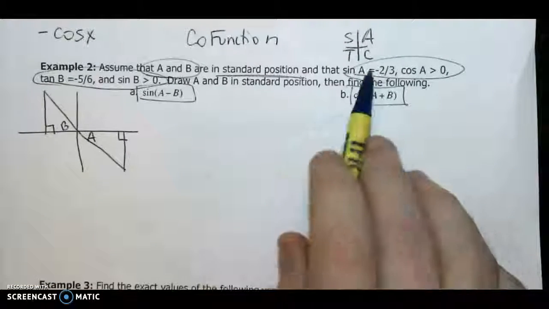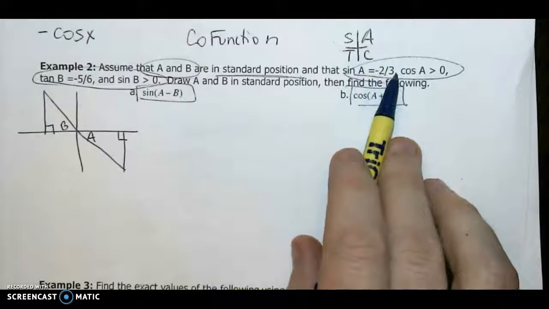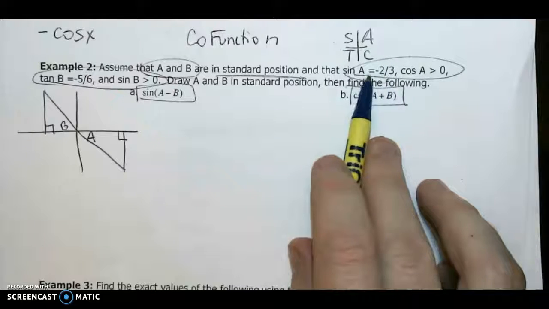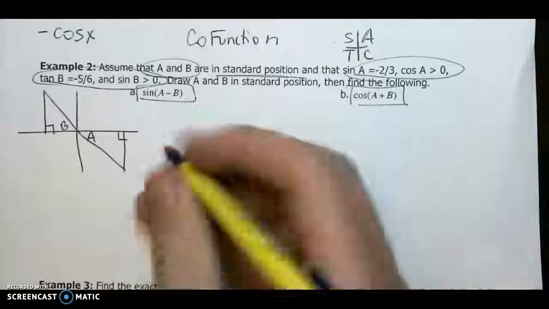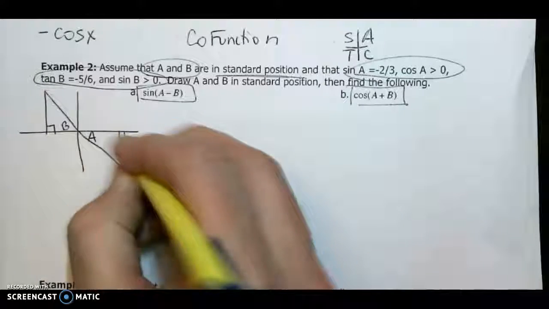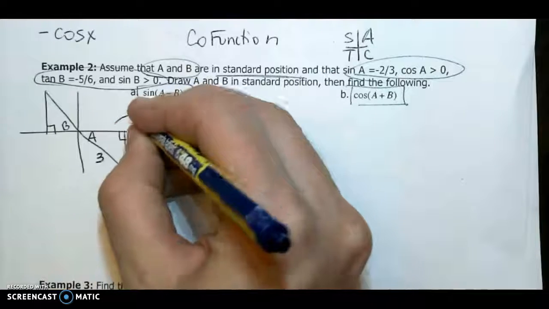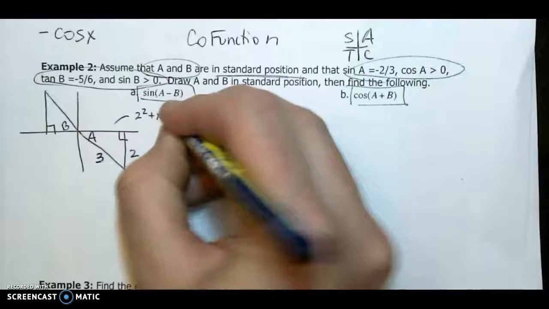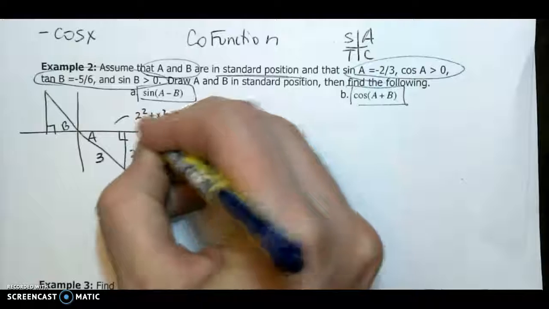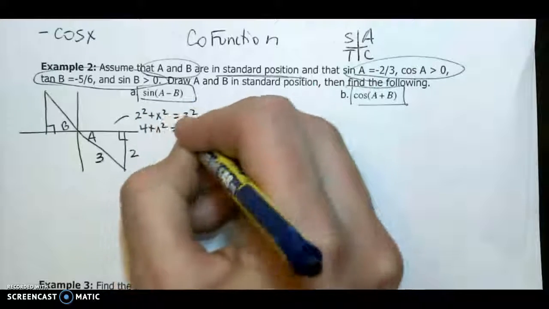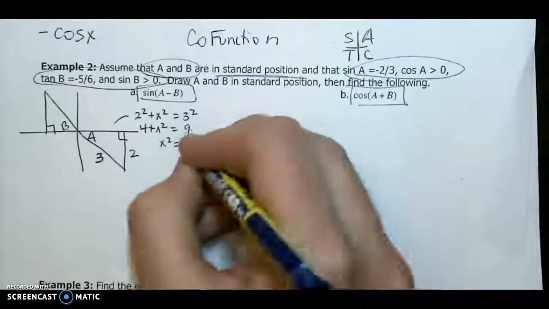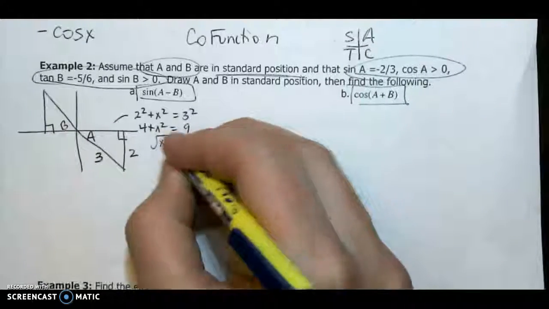So we look at A, and it says sine is negative 2 over 3. Well, we know that sine is opposite over hypotenuse, so we can label the opposite with a 2 and the hypotenuse with a 3. Then we can use the Pythagorean theorem to find the missing side. So we're going to have 4 plus x squared equals 9, subtract 4 to the other side, and we're going to get square root of 5.